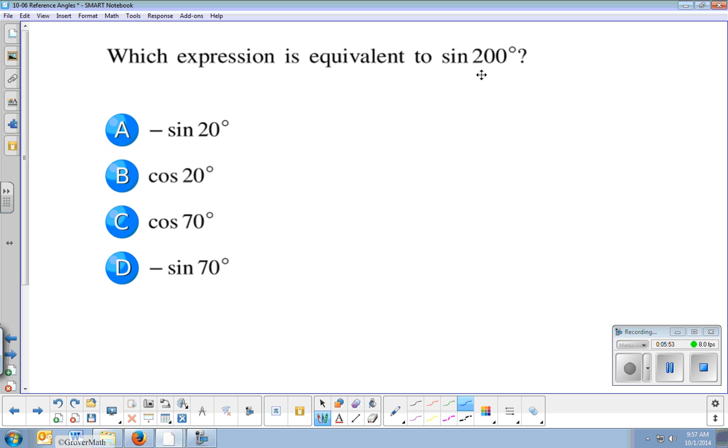Which expression is equivalent to sine 200? So first of all, for these questions, you have to figure out, all right, what quadrant we're in. Now we're between 180 and 270, so you're in quadrant 3. And our ASTC tells us that in quadrant 3, sine is negative. So forget about these. Sine is definitely negative.